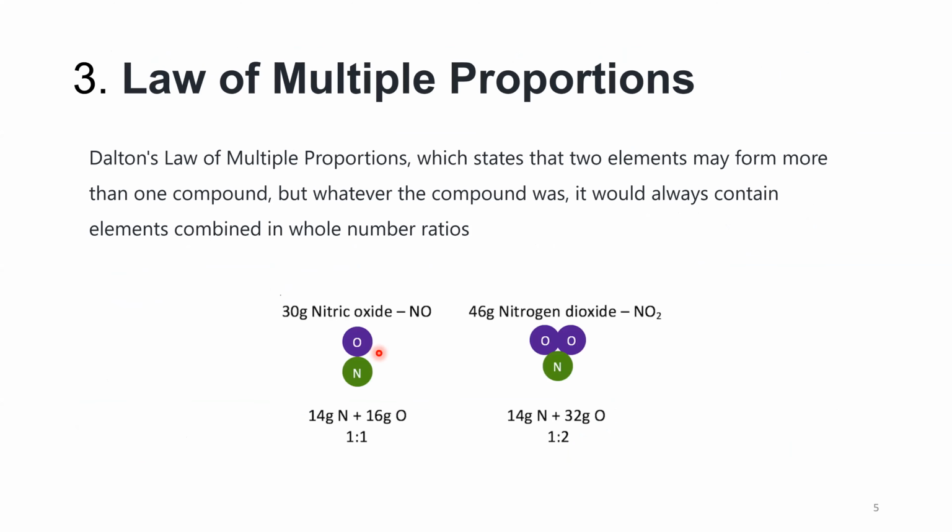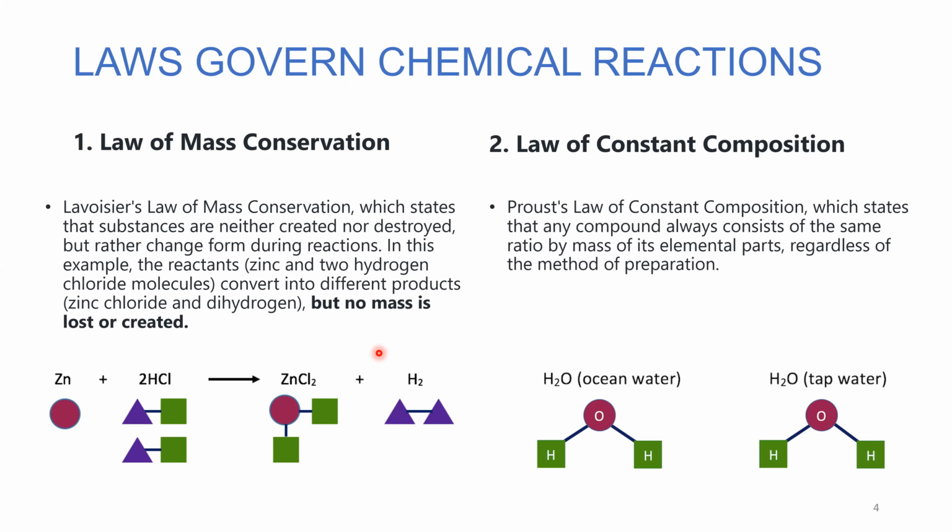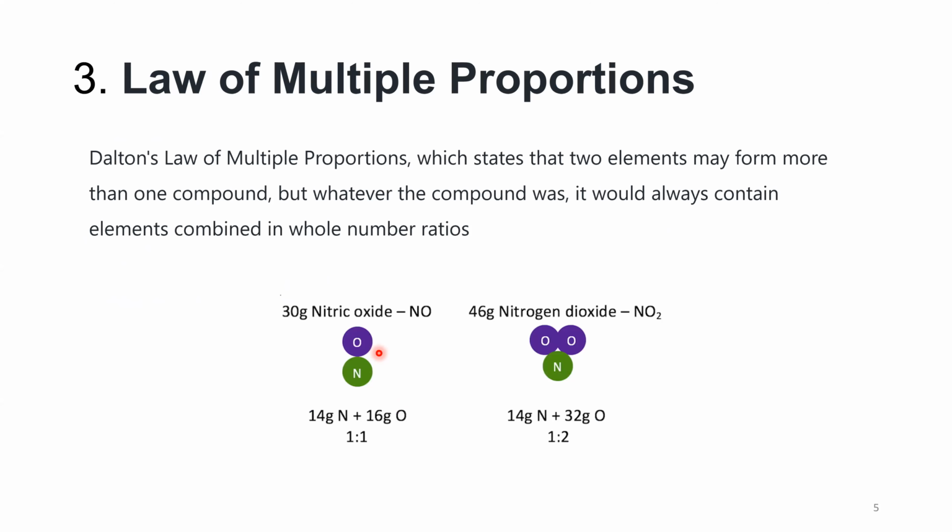Now coming towards the third law, the law of multiple proportion. Dalton's law of multiple proportion states that two elements may form more than one compound, but whatever the compound is, it would always contain elements combined in whole number ratio. So this is just the advanced form of the law of constant composition, right?